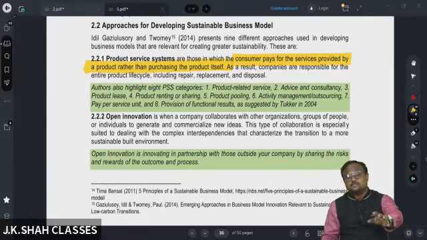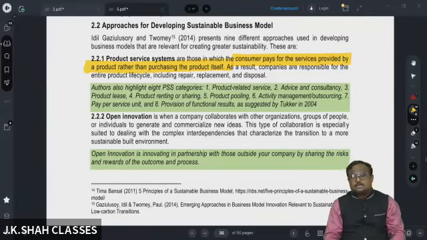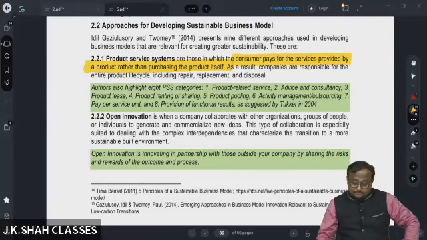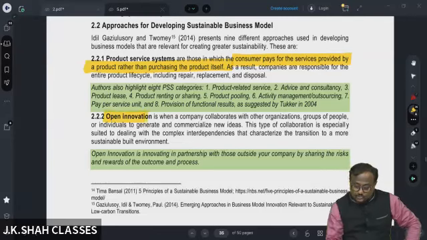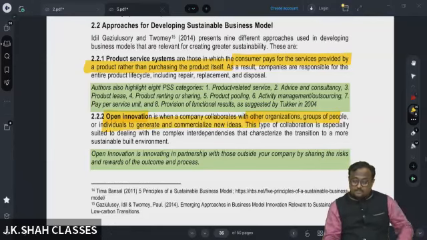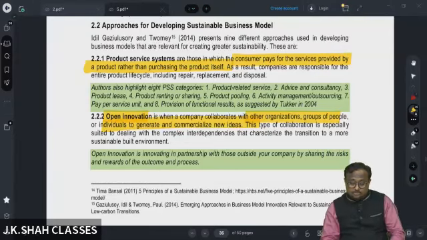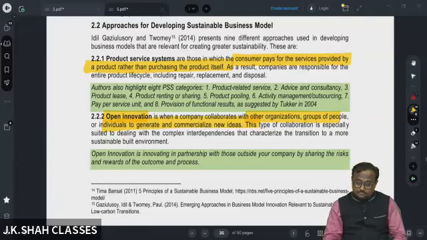Basically, give maximum services to the customer. ये अलग बात है कि customer को वो भी कम पड़ जाएगा, but that's how you do it. Then the second approach is open innovation. When the company collaborates with other organizations and groups of people or individuals to generate and commercialize new ideas. This type of collaboration is especially suited for dealing with complex interdependencies that characterize the transition to a more sustainable built environment.